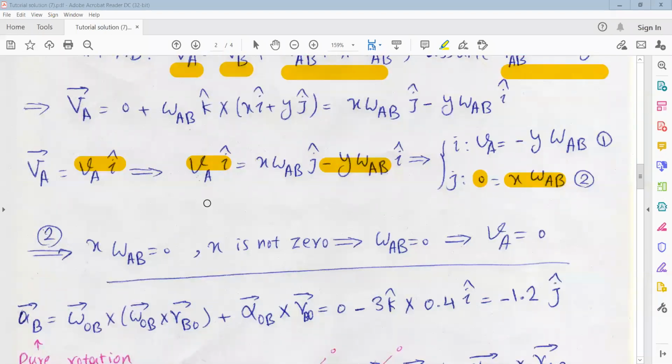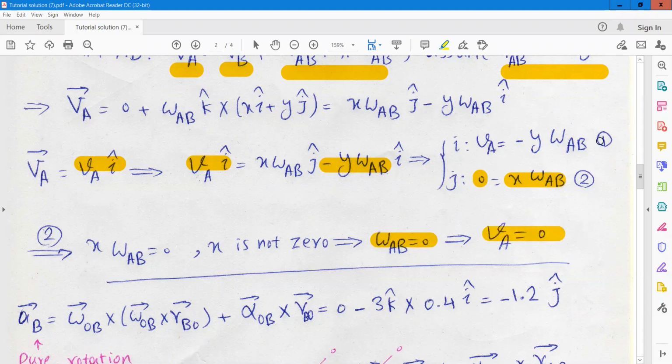So here, from this term, we can conclude that omega AB, the angular velocity for the link AB, is equal to 0. And finally, we can conclude that the velocity of A is equal to 0, because in this first equation here, when omega is 0, VA is equal to 0.